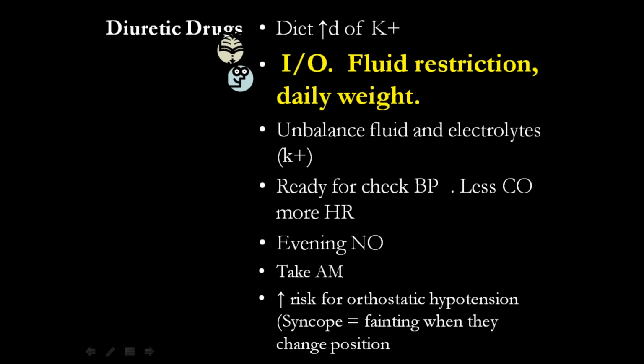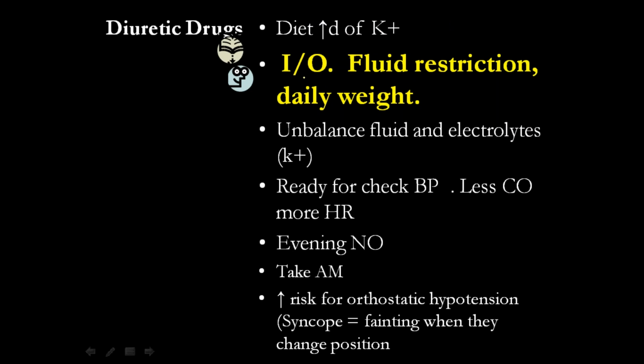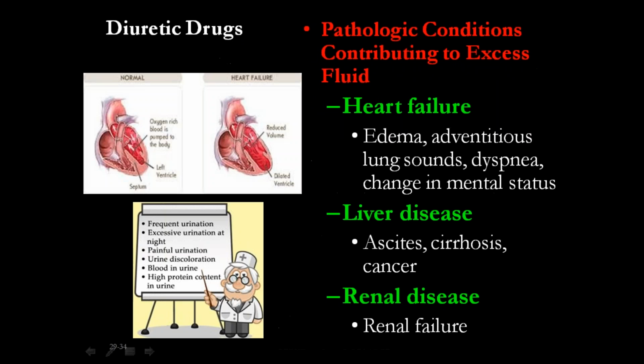All right, so we need to remember that the nursing considerations is going to be very important to always think about the I&O control and the daily weight. If the patient is going to gain weight in 2 days more than 2 pounds, you need to report. If the patient is gaining weight more than 5 pounds in a week, you need to report that immediately.